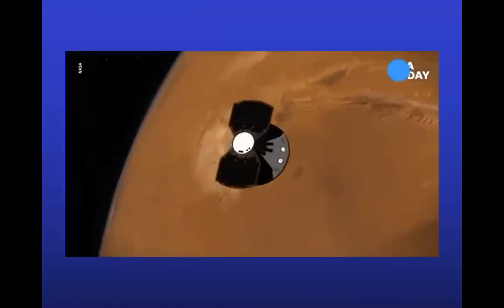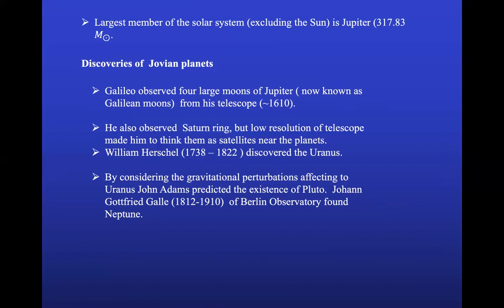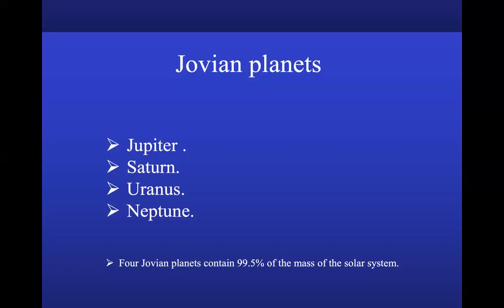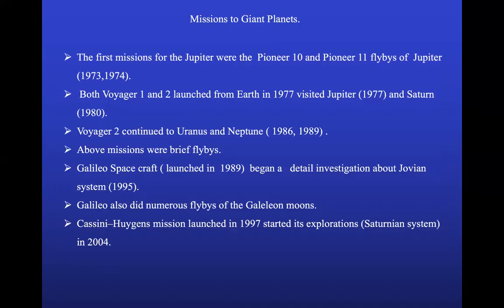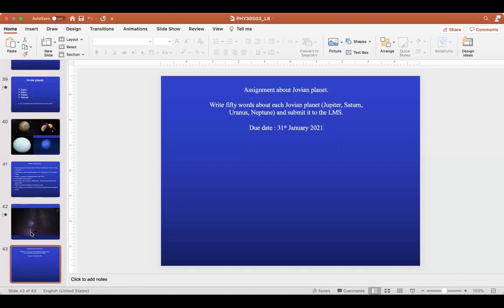There are actually some videos that I have put here, so I will try to give you links for that. Then we briefly talked about the Jovian planets and the different missions that we had for giant planets. At the end of this, since I did not talk much about the Jovian planets, I would like you to explore details about those because it is not a hard one to do. You can check the assignment that I had posted.